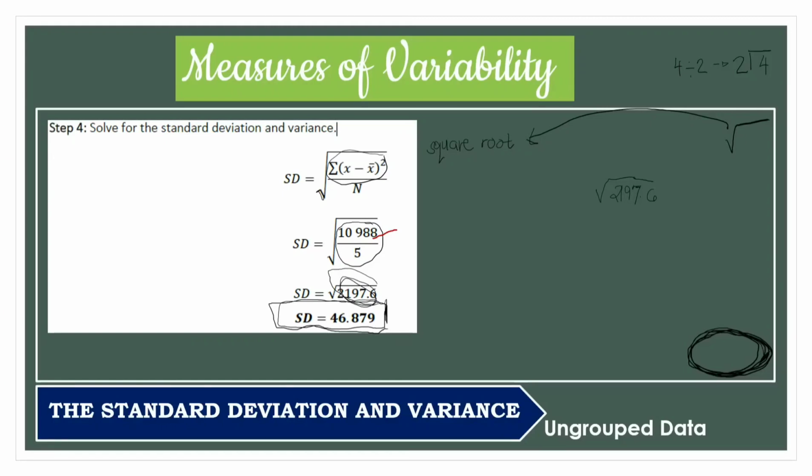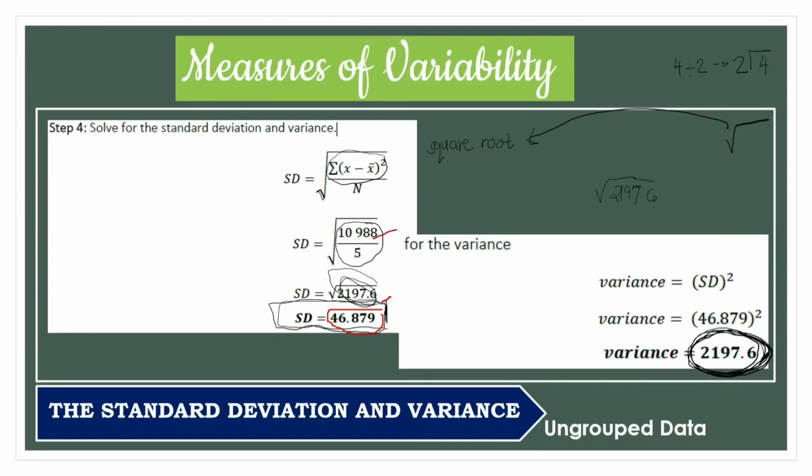10,988 divided by 5 is equal to 2197.6. And when we get the square root of that, the result is 46.879, or 46 and 879 thousandths. Okay, so for the variance, we simply square this value. So 46.879 squared is 2,197.